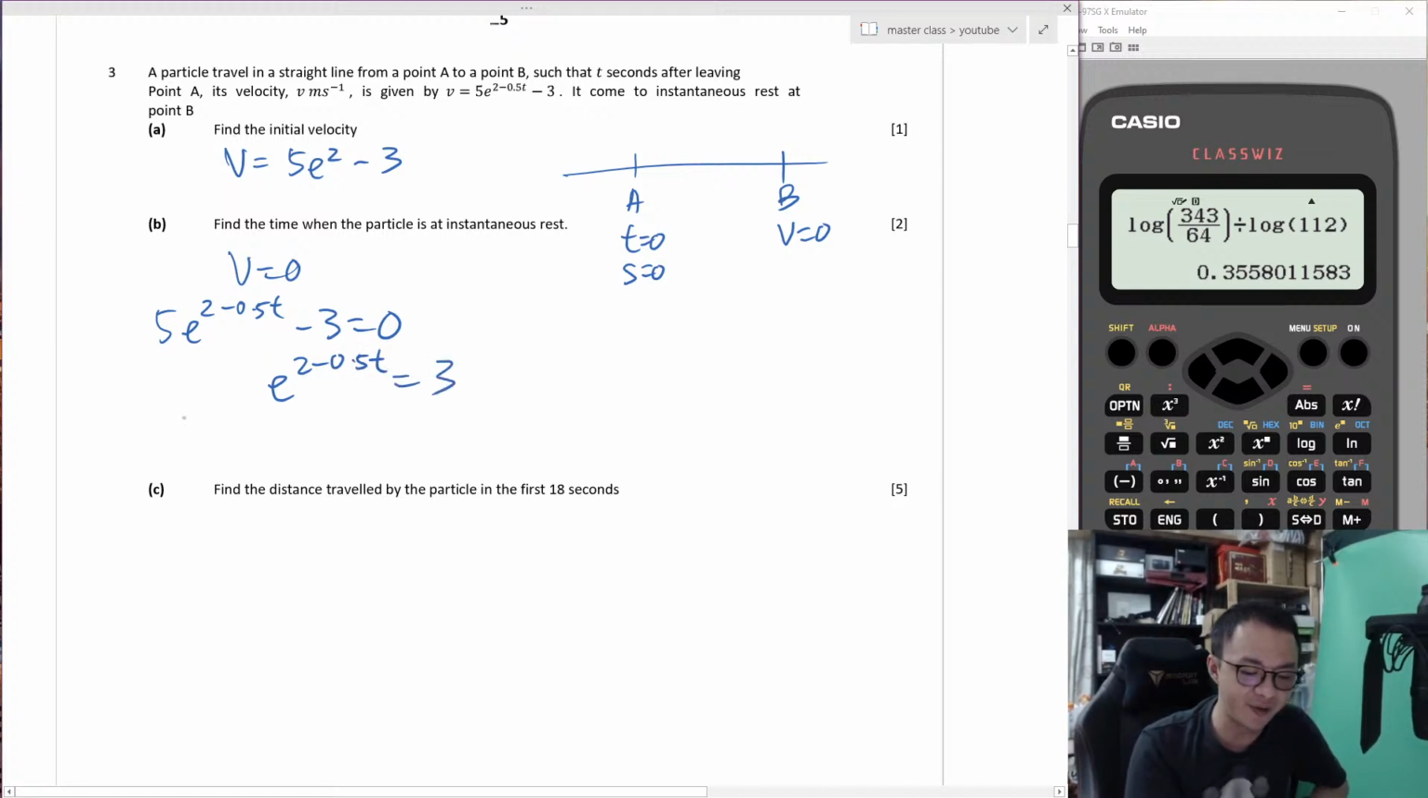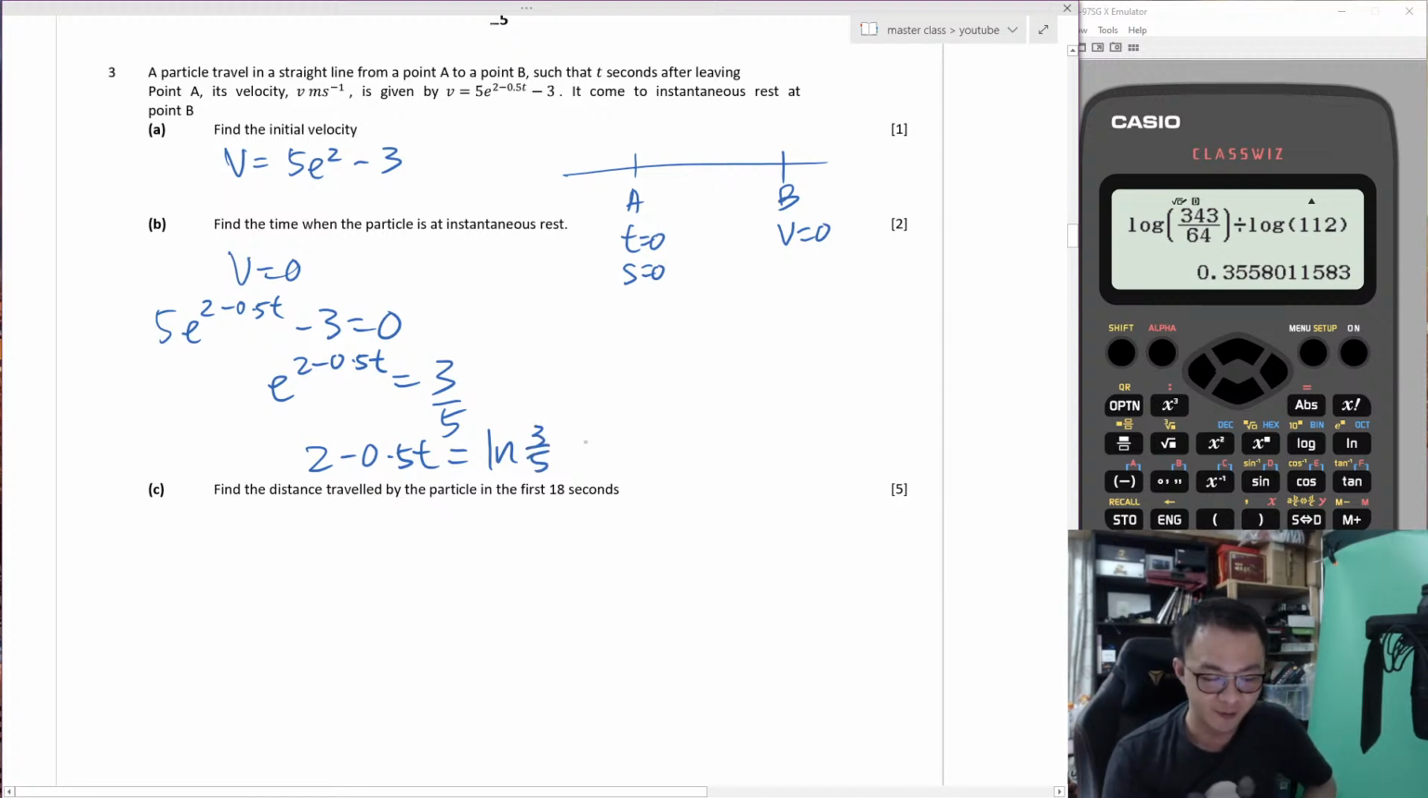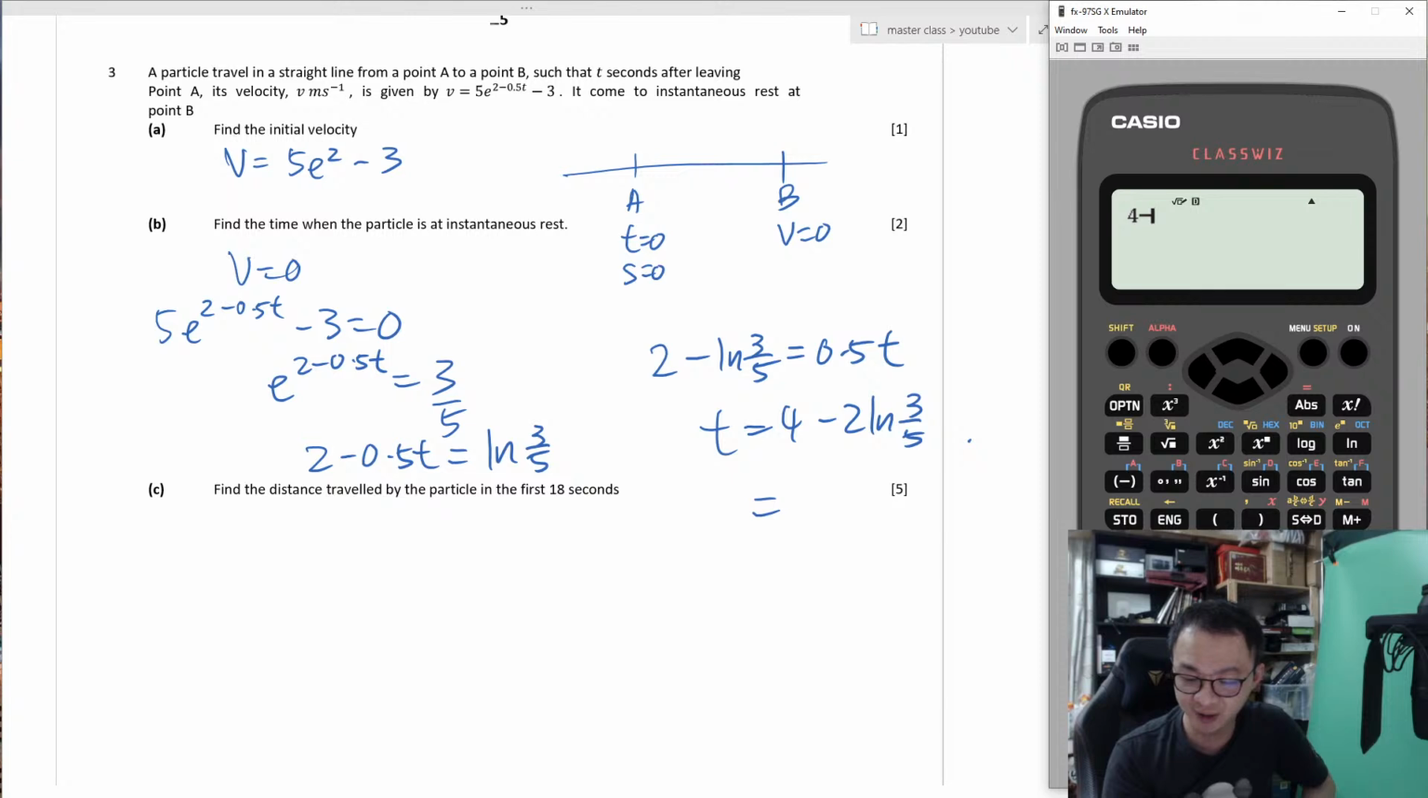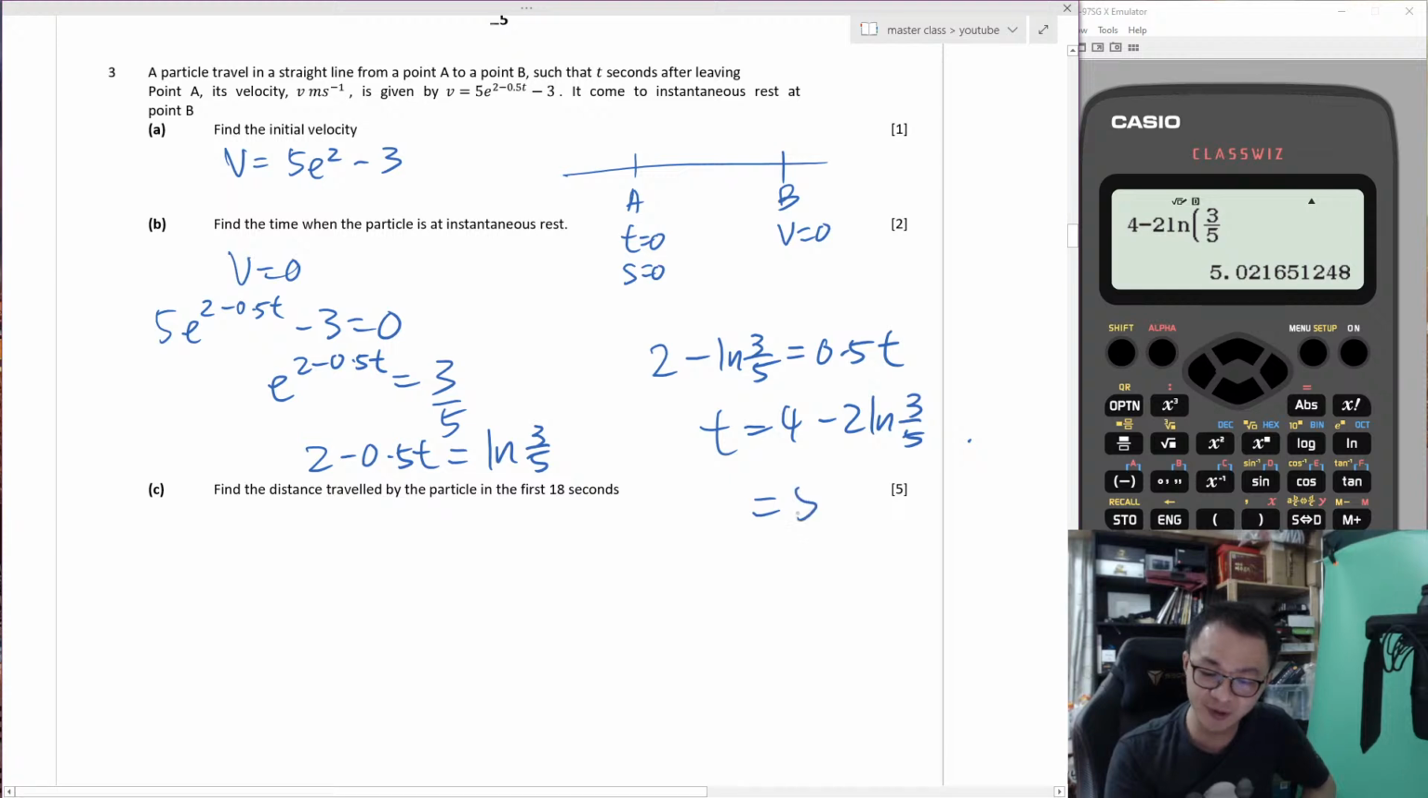So I will divide by 5 here. So 2 minus 0.5t equals ln 3 over 5. Alright, then 2 minus ln 3 over 5 equals 0.5t. So this is 1 over 2, so t will equal 4 minus 2 ln 3 over 5. Does the question ask for exact form? If not, you can just type everything in your calculator. 3 over 5. Alright, then this answer should be 5.0217. Okay.